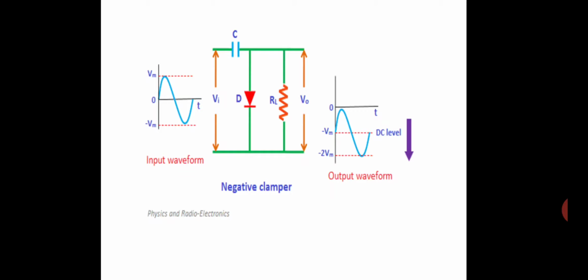In the positive cycle there is no output due to the short circuit of the diode. Only in the reverse bias condition, in the negative half cycle of the input, the output received is double. It is called a voltage doubler. We can say this circuit is a voltage doubler circuit.